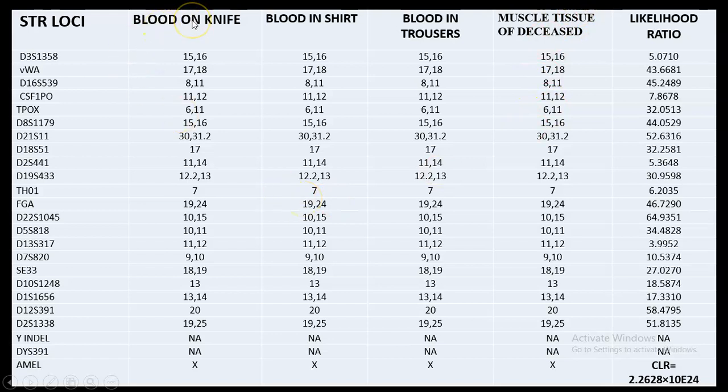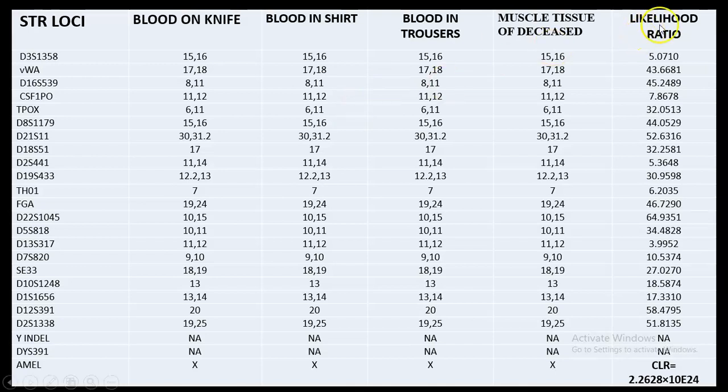So the blood that was found on the knife in the deceased woman's room, that blood came from the deceased woman. The blood that was found in the shirt, and the shirt was found in the room of the suspect, that blood came from this deceased woman. The blood that was found in the trousers in the room of the male suspect came from this deceased woman. It means our suspect has questions to answer.